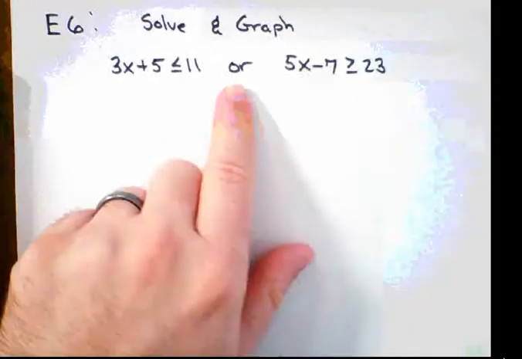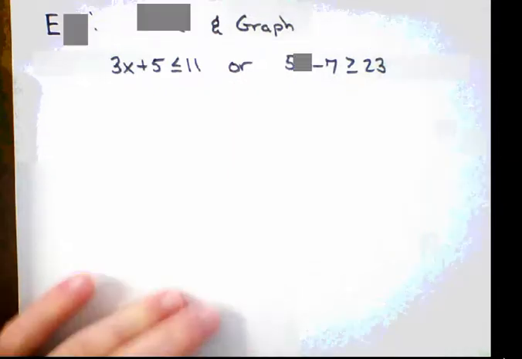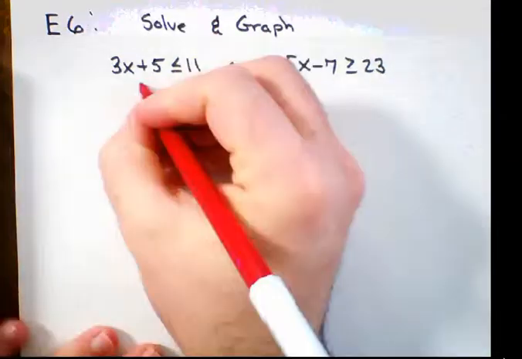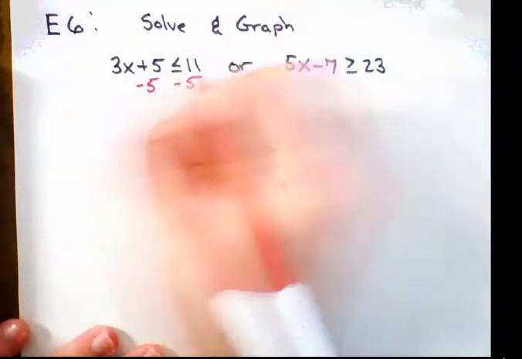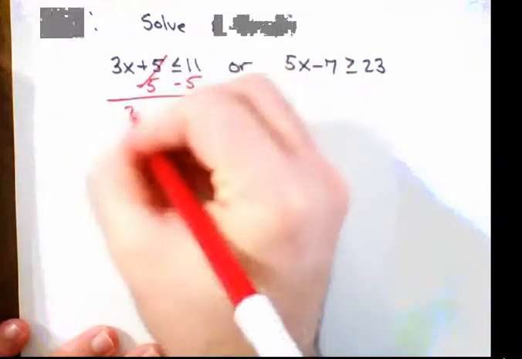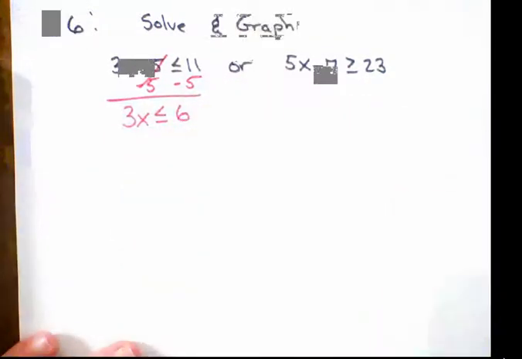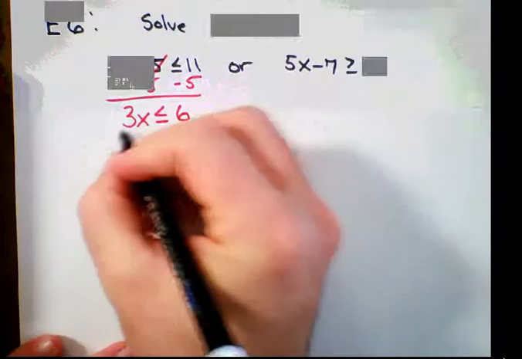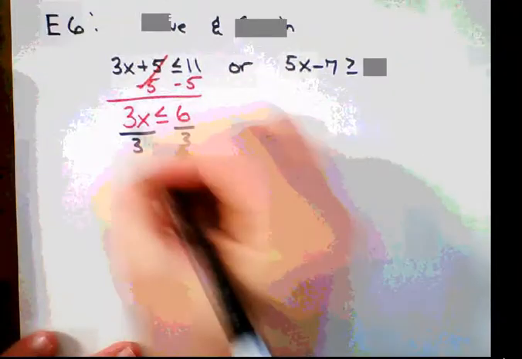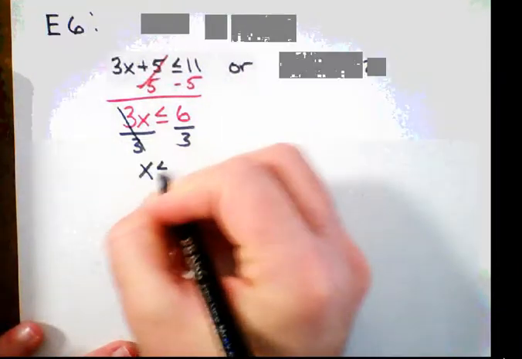This is an OR compound, so you can tell pretty easily that it's an OR because it's got an OR right in the middle of it. So we're going to solve both of these problems separately. Let's solve the first one. Subtract 5 from both sides. You're going to get 3x less than or equal to 6. And then divide by 3. So x is going to be less than or equal to 2.